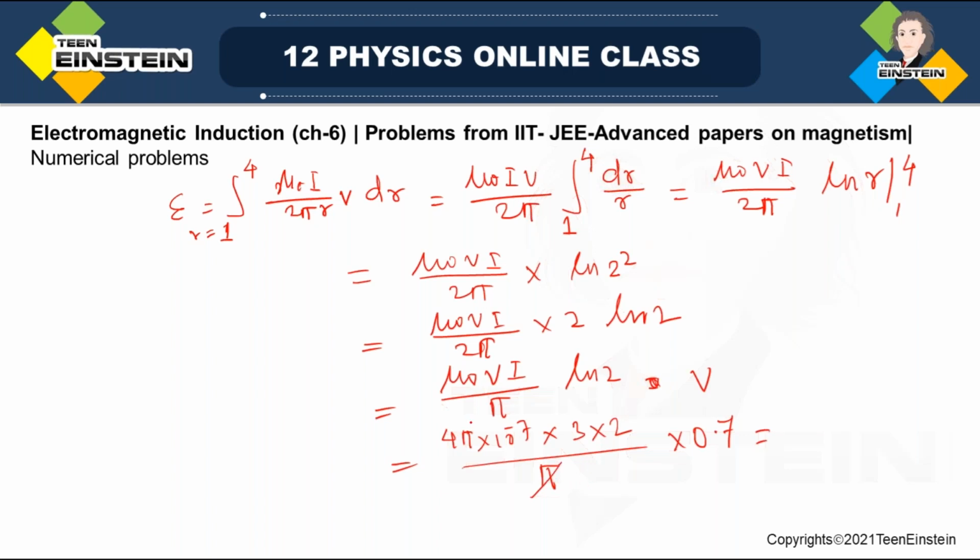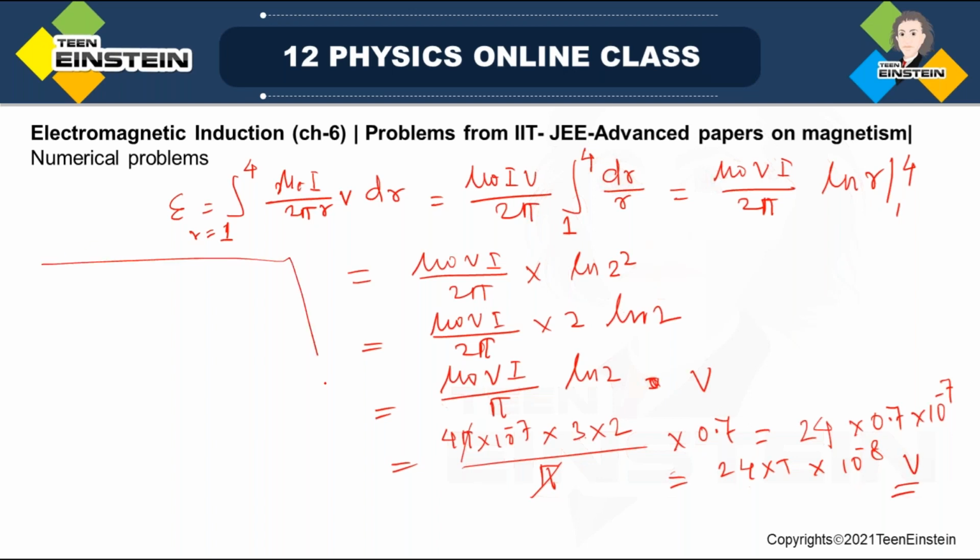This pi goes off. You can see this is actually 24 into 0.7 whole to the power 10 to the power minus 7. Or we can just keep this as 24 into 7 into 10 to the power minus 8. This is actually the EMF in volt.